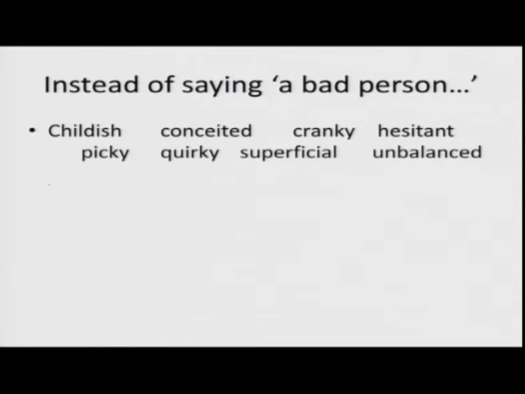Similarly, instead of using the general purpose adjective bad, you can think of other options. Some of them are listed here. You can say childish, conceited, cranky, hesitant, picky, quirky, superficial, unbalanced, and so on. Say, childish means the person is very stubborn, does not see what others are saying, something like that. Cranky, gets angry very quickly, short tempered, and so on. So, being more specific helps.